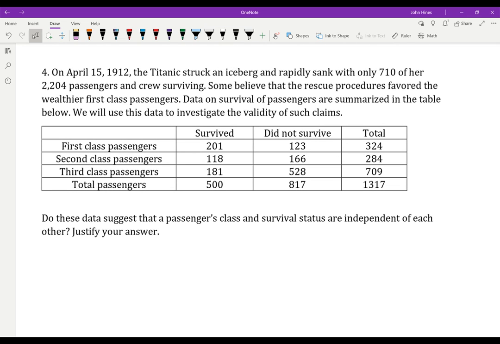So on April 15th, 1912, the Titanic struck an iceberg, so sad, and rapidly sank, with only 710 of her passengers and crew surviving. Some believe that the rescue efforts favored the wealthier first class. Data on the survival of passengers are summarized in the table below.